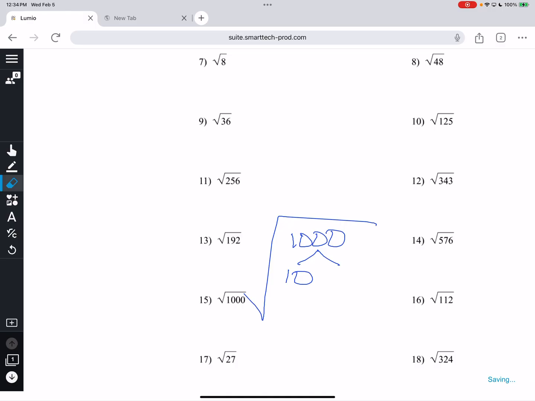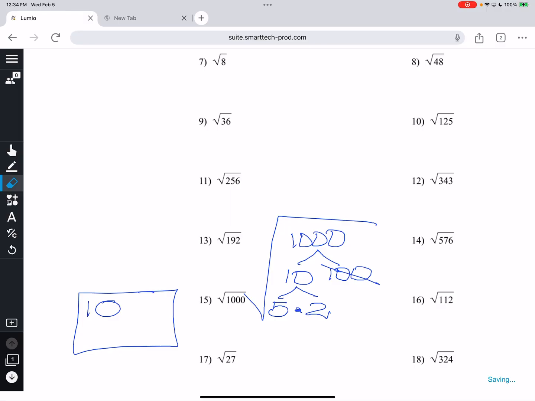How many times does 10 go into 1,000? 100. You know that because you can count your zeros over. All right, is 100 a perfect square? Yes. What are two numbers that multiply together that give you 100? 10. So 100 comes out as a 10, and we're left with a 10. So we break it down. It's not a prime number, but it breaks down into 5 times 2.